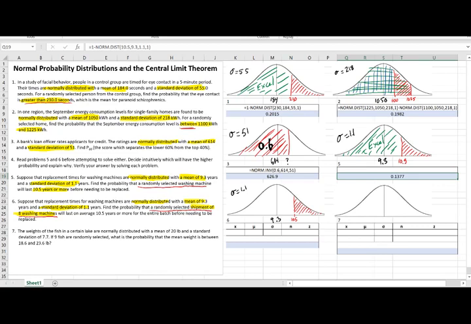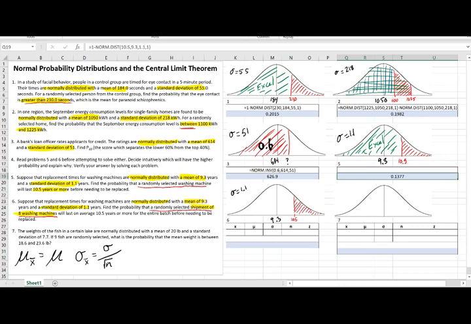We have a sample of 8 washing machines. And we're talking about the mean of a sample. The mean of the sample means will be equal to the population mean, and the standard deviation of the sample means will be equal to the standard deviation of the population divided by the square root of n.